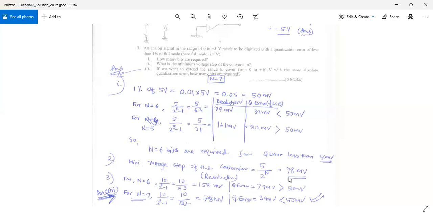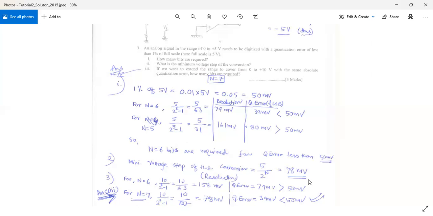Again, calculate the resolution. We'll get 78 millivolt and check for the quantization error. The quantization error in this particular case is 39 millivolt, which is less than 50 millivolt. So it satisfies the same quantization error as in part 1 of this question, that is 50 millivolt. That's how you get this particular solution.